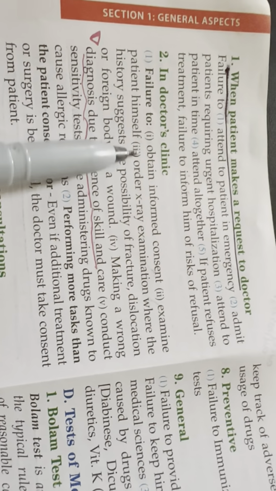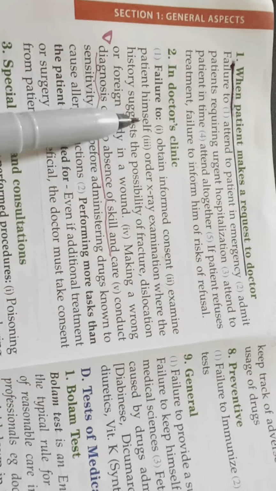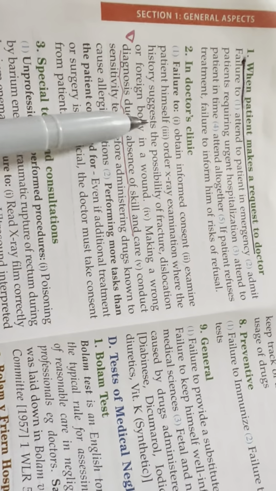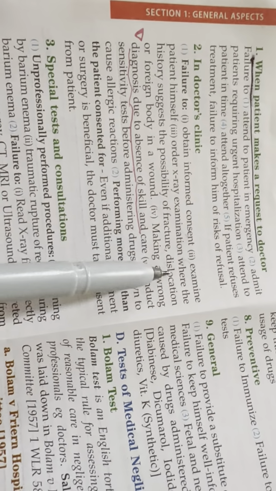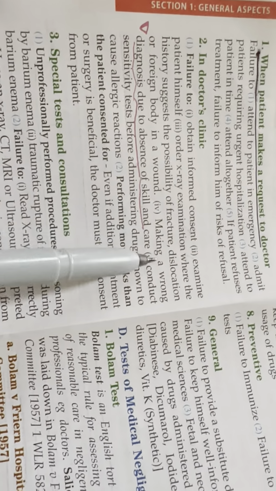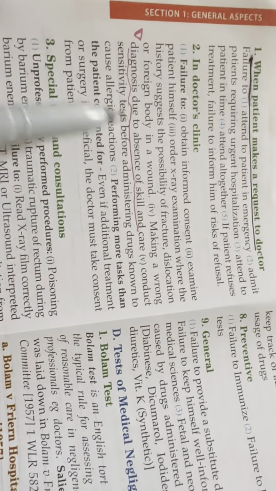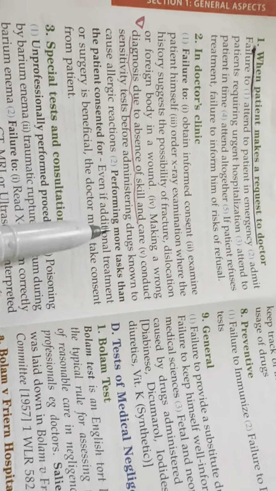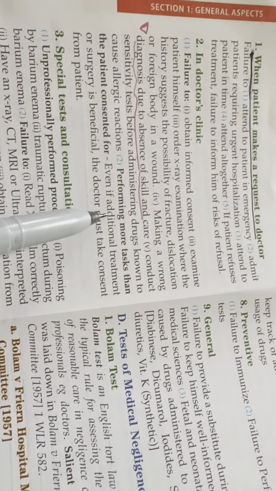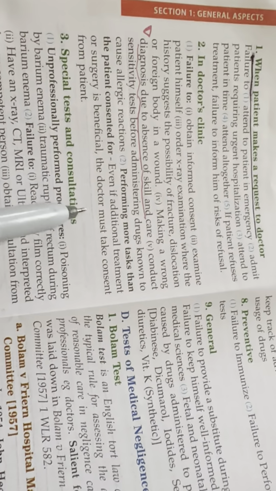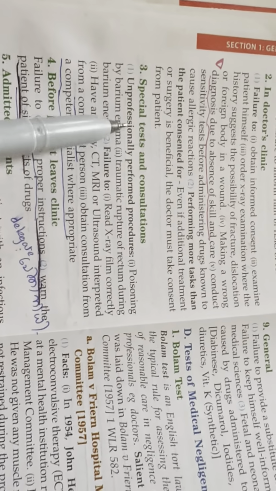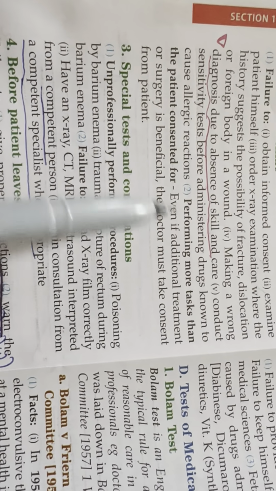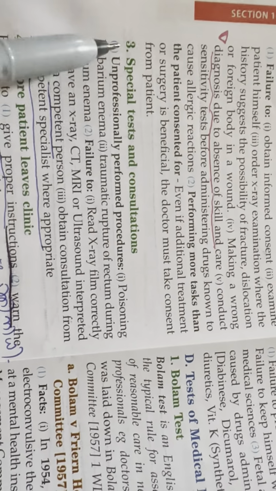In the doctor's clinic: failure to obtain informed consent, examine the patient himself, order an X-ray examination where the patient history suggests the possibility of fracture, dislocation or foreign body in a wound, making a wrong diagnosis due to absence of skill and care, conduct a sensitivity test before administering a drug known to cause allergic reaction, performing more tasks than the patient consented for. Even if additional treatment or surgery is beneficial, the doctor must take consent from the patient.